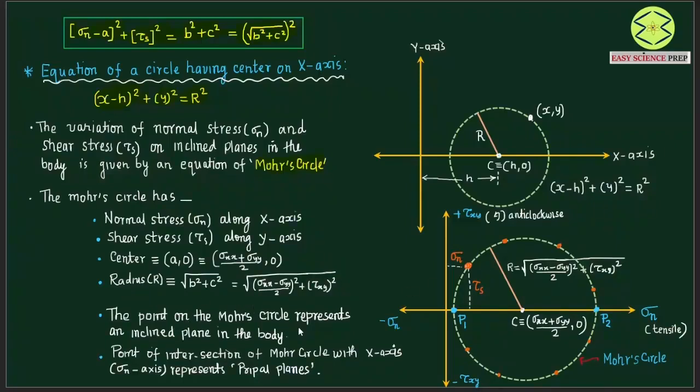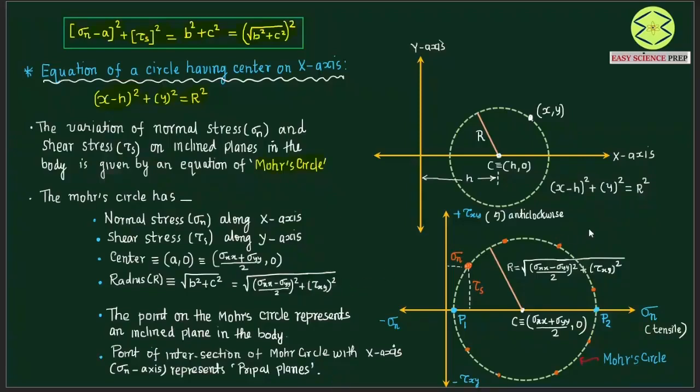Each point on a Mohr circle represents a particular plane in the body. So the number of points represents the number of planes in the body, and on those planes normal and shear stresses act. There are two planes on which only normal stresses act, and those two planes are P1 and P2. That is the intersection of the normal axis with the Mohr circle. Those two points represent the principal planes in the body.